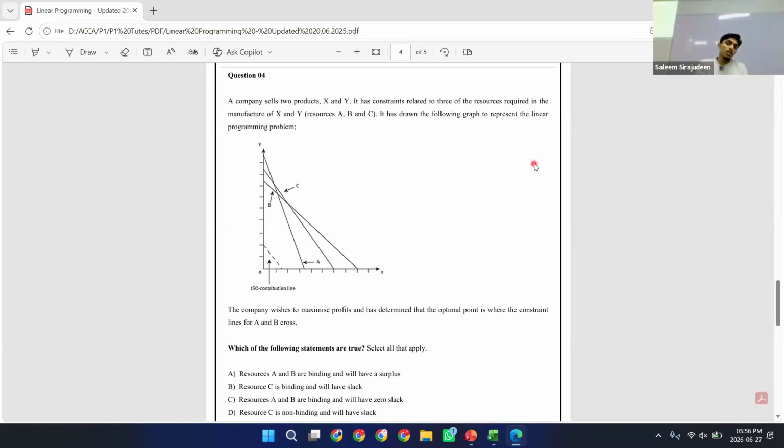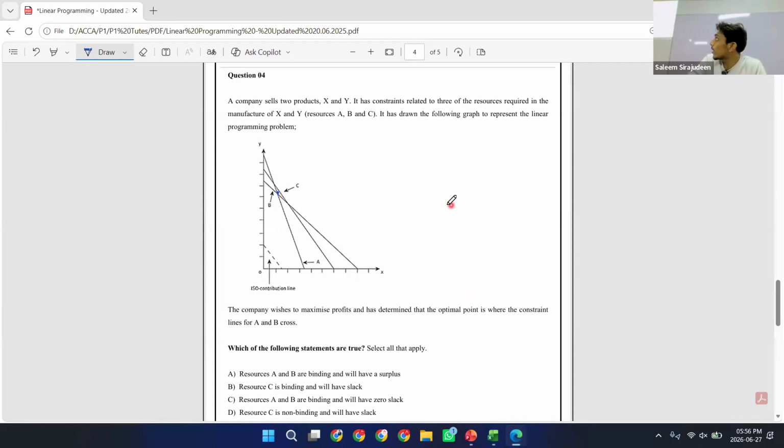A company sells two products X and Y. It has constraints related to three of the resources required in the manufacture of X and Y. So you are producing two products X and Y. Resources are A, B and C. So A line they have given, B line and C line they have given, right? It has drawn the following graph to represent the linear programming problem. An ISO contribution line is also given. The company wishes to maximize the profit and has determined that the optimal point is where the constraint lines A and B cross. Where the constraint line A and B cross, which means A and B, this point. This point.